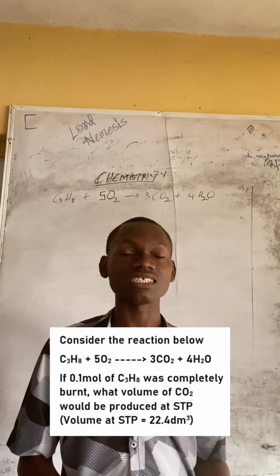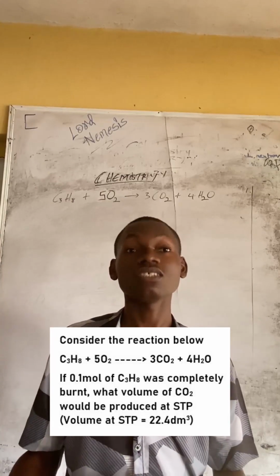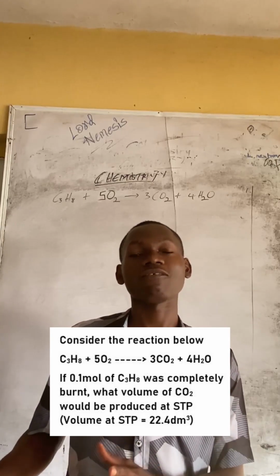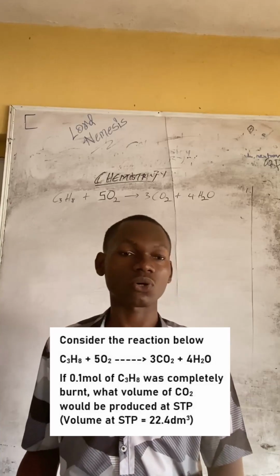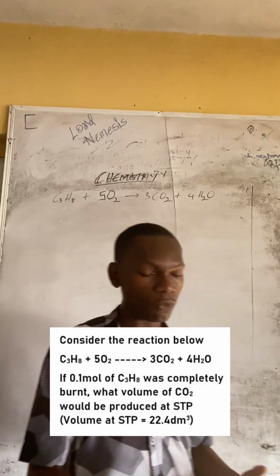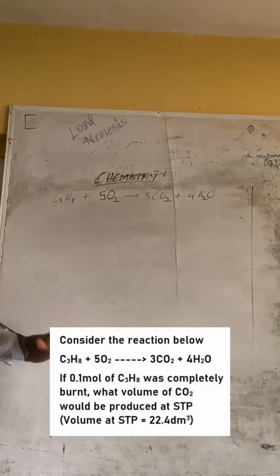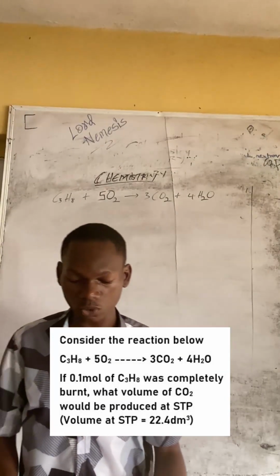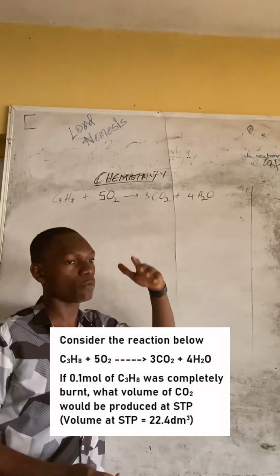And we know that 1 mole of a gas is equal to 22.4 dm cube under standard temperature and pressure, right? So we are asked what volume of CO2 will be produced when the mole of propane is 0.1. Now, simply, what are we going to do? We are asked to calculate the volume of CO2 that we produce.